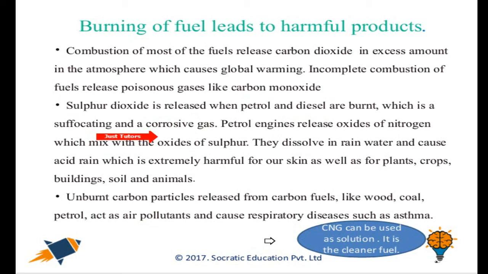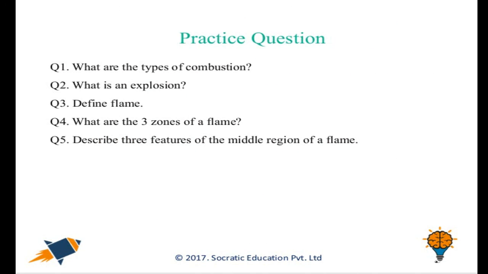So what can we do as a solution to it? CNG, or compressed natural gas, can be a very good solution as it is a cleaner fuel. So now let's have a look at the practice questions. You can please pause the video and try these questions, and once you are done with them, you can resume it to check your answers.